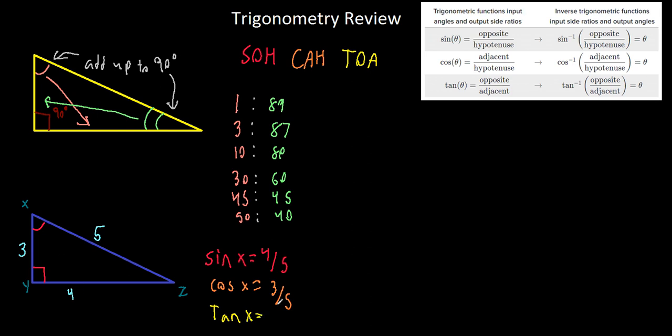Well, the opposite to X is 4, and the adjacent is 3, so it's just 4 over 3. And the next thing you might point out is, Mr. Anderson, if I double all these sizes, the angles won't change. If I change this to 6, and this to 10, and this to 8, well, then I just made the whole thing proportionally bigger. The angles are all the exact same.